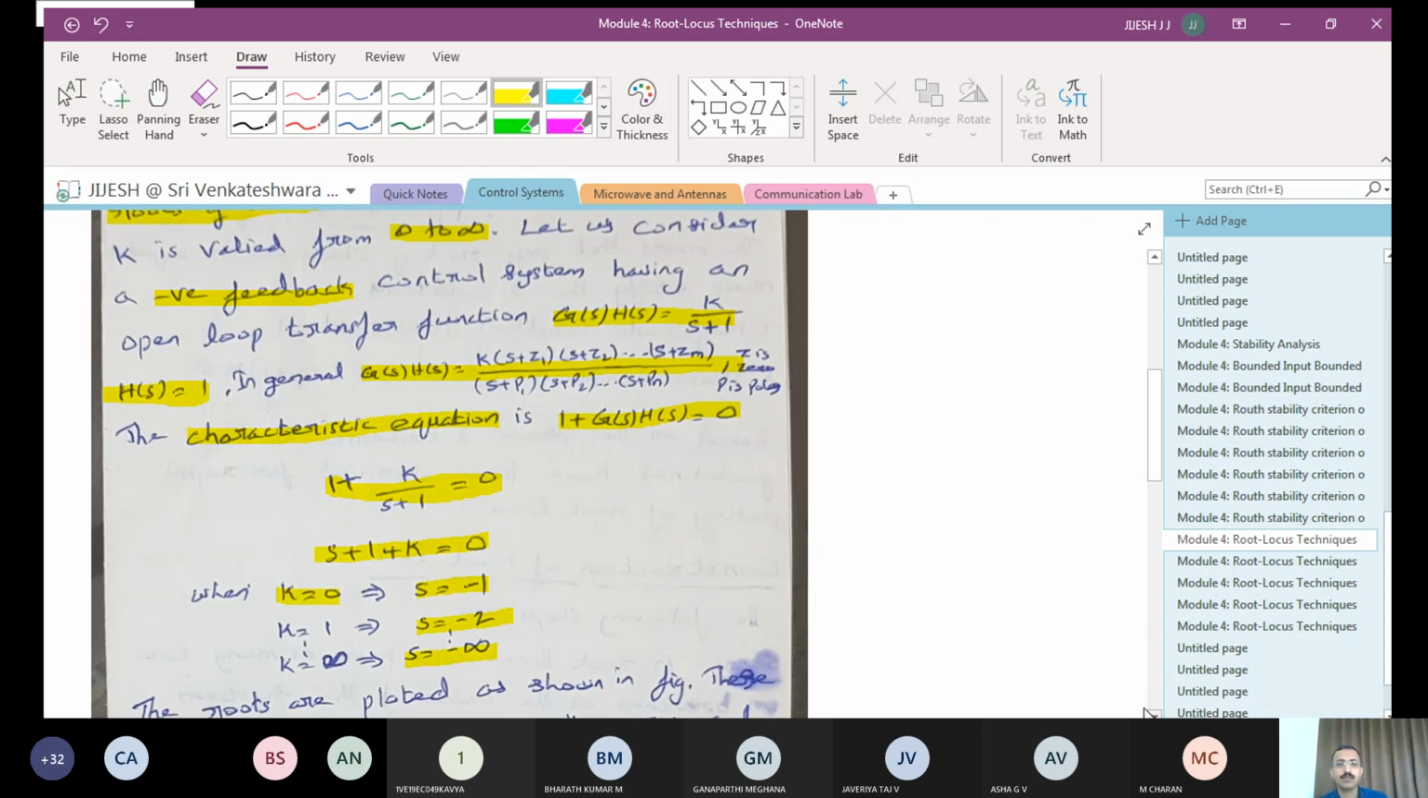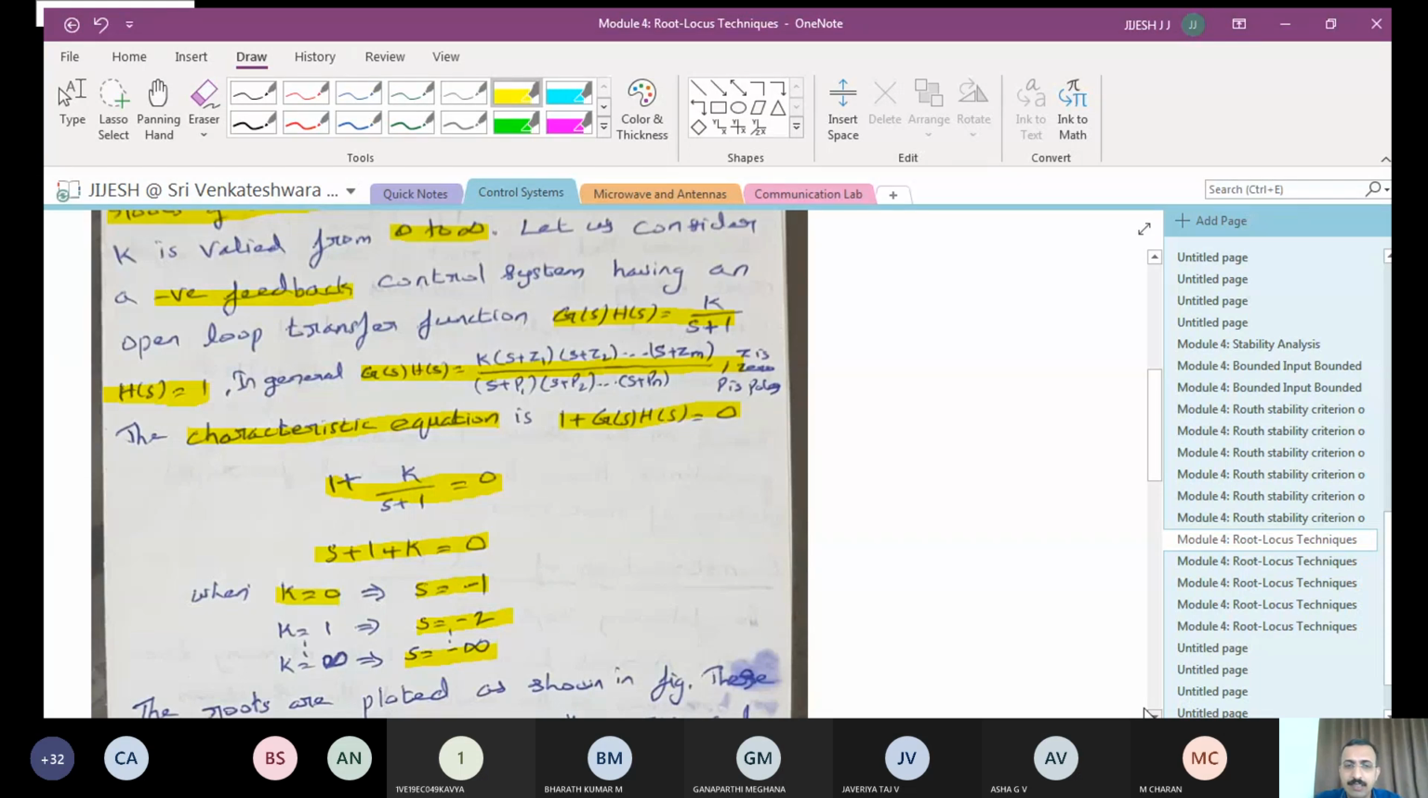So we got the roots and now we are going to see how the roots are plotted in the figure. So we will see all those things. Each point that I discuss here, you will have to understand everything properly.